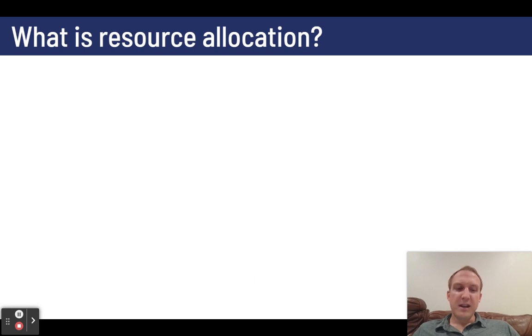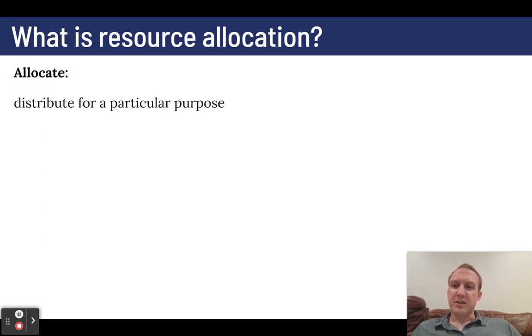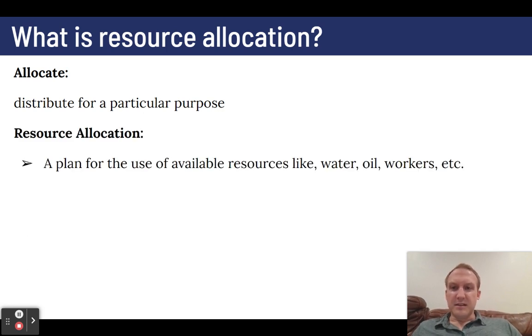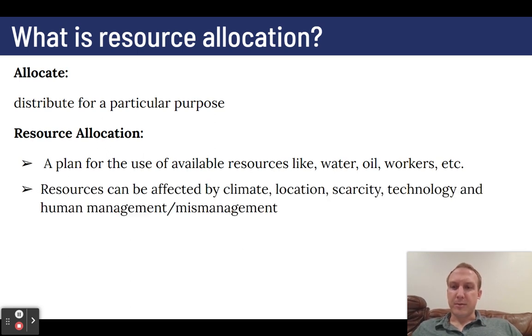Okay, so if we know what resources are, what is resource allocation? To allocate something, by definition, means to distribute for a particular purpose. Resource allocation, then, is a plan for the use of available resources like water, oil, workers, etc. So, it's distributing resources for a particular purpose.